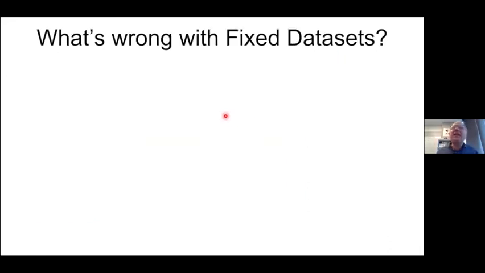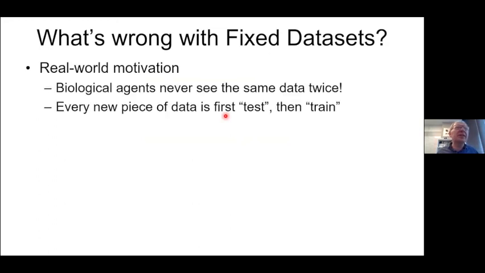But I've been kind of worried about having datasets that are fixed forever, right? And part of it comes from the real world motivation. Biological agents never see the same data twice, right? It's always like you see a new piece of data. First, it's the test data, right? You encounter it for the first time, and then if you survive, then you get to train on it. If you don't survive, too bad, right?